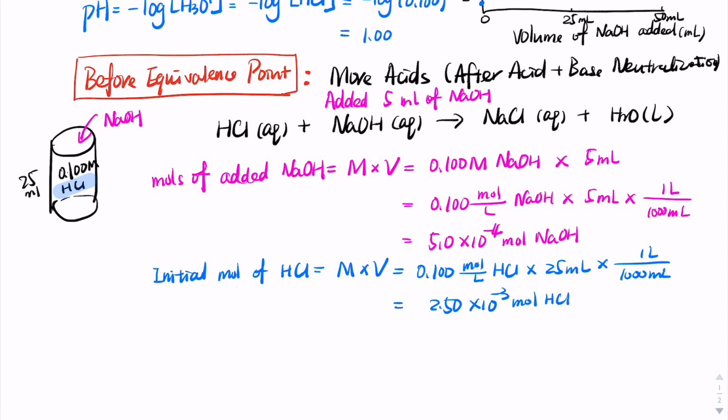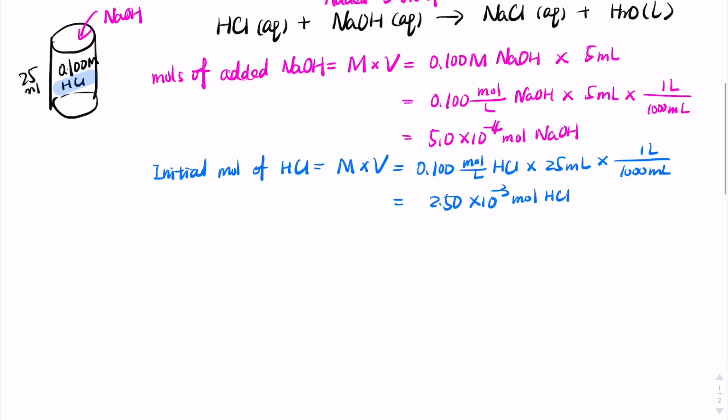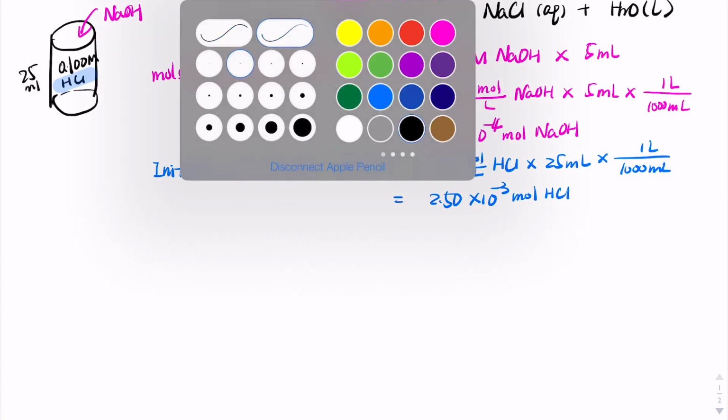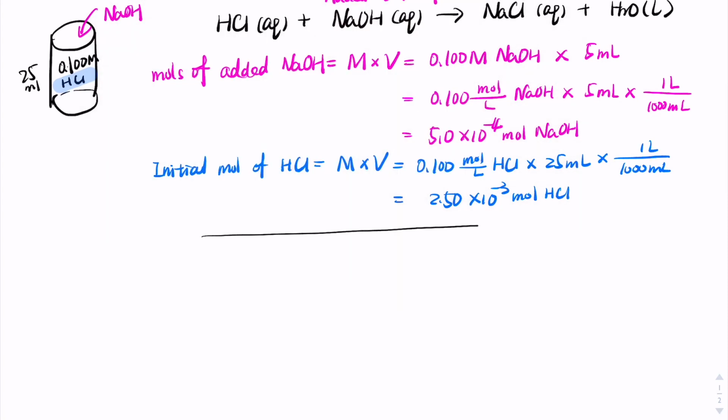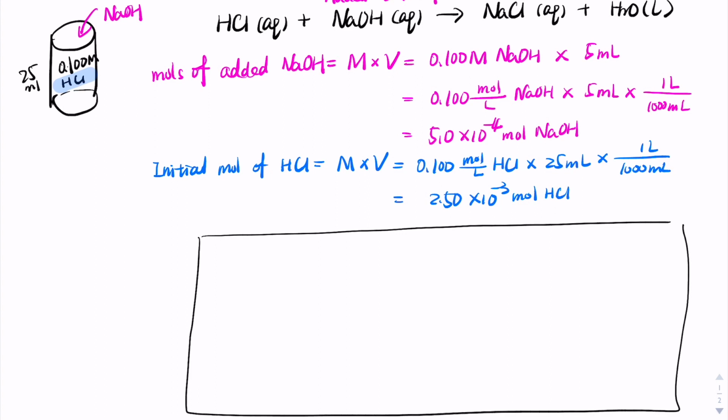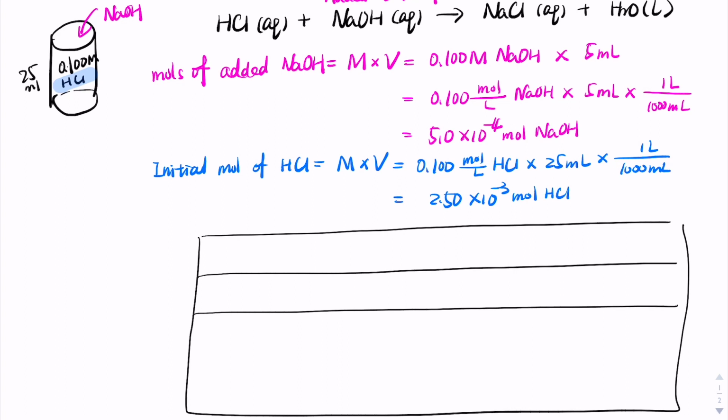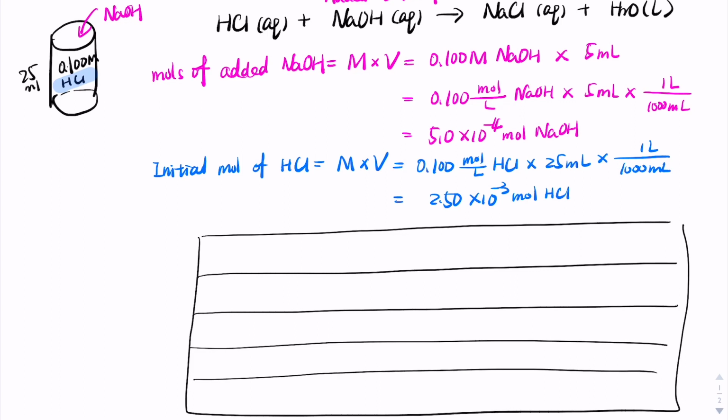Okay, so now we can do the stoichiometry. I'm going to set up a table. Again, this just helps you to figure out direction, how many moles reacted, how many moles left over. If you know exactly this about the stoichiometry, you don't have to set up this table. We do this because it's easier, but you don't have to.